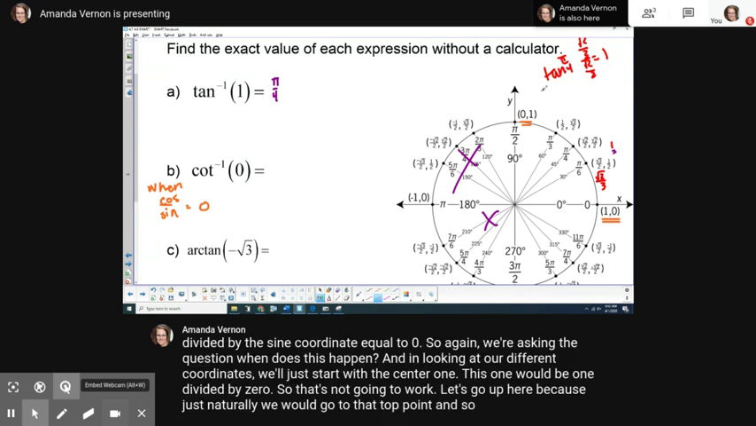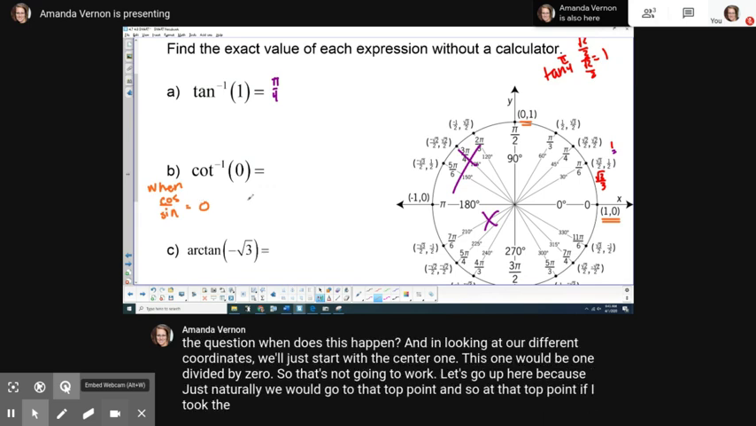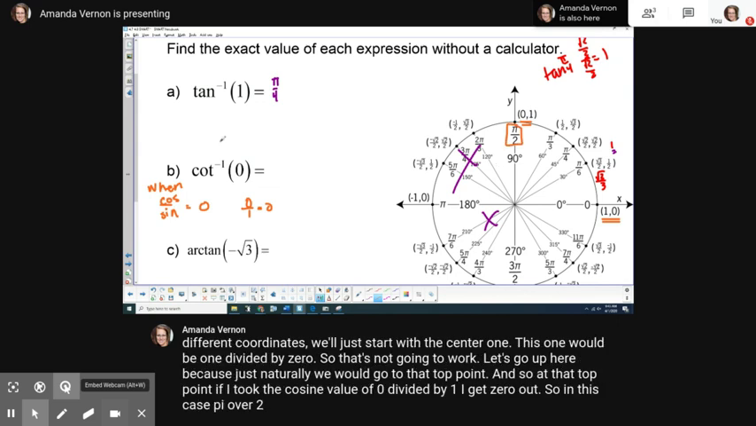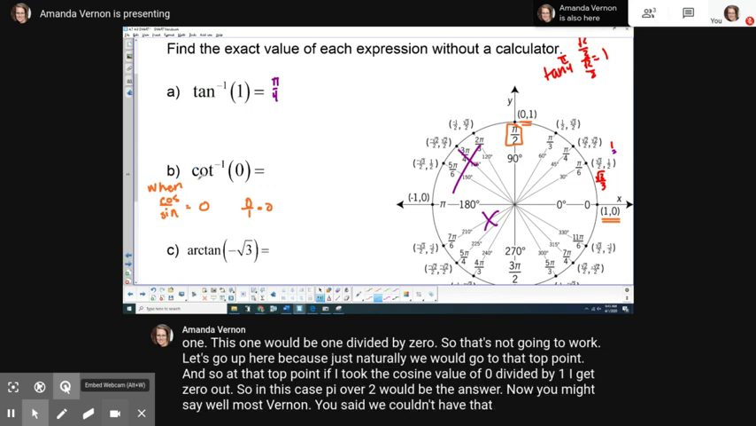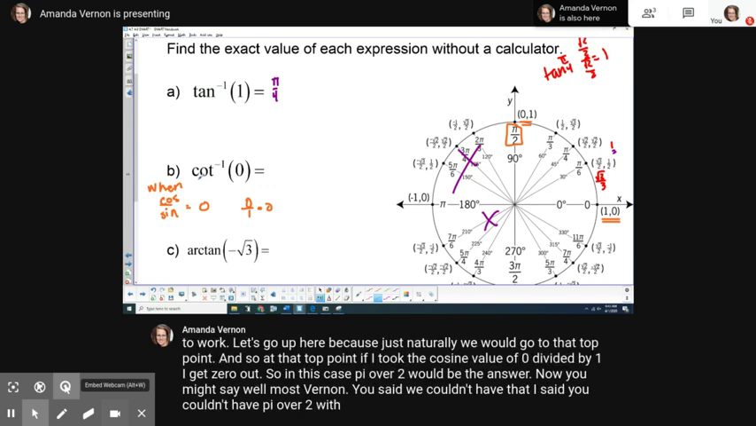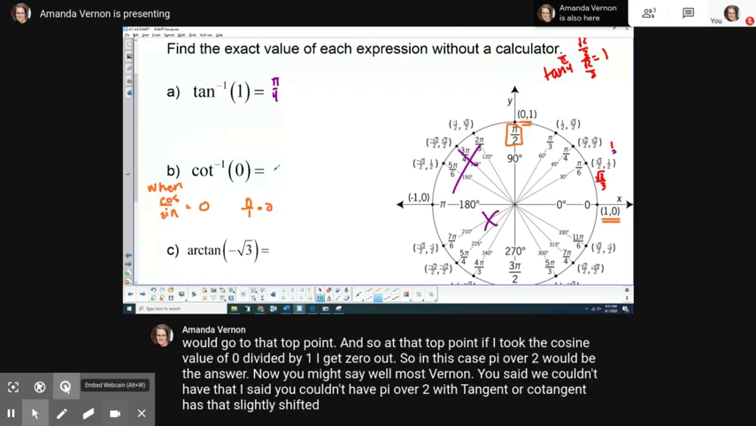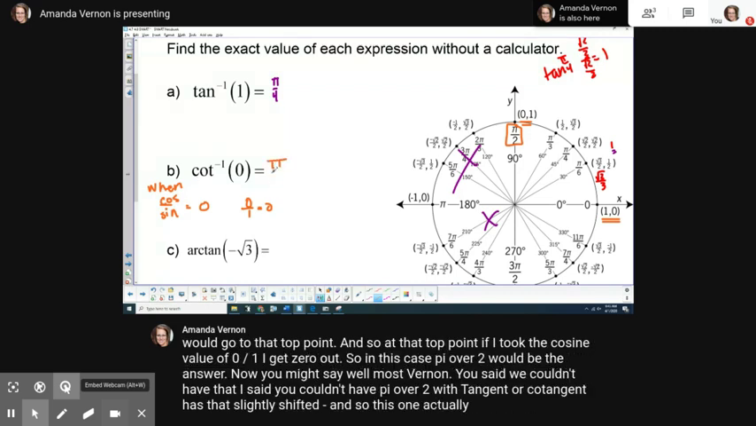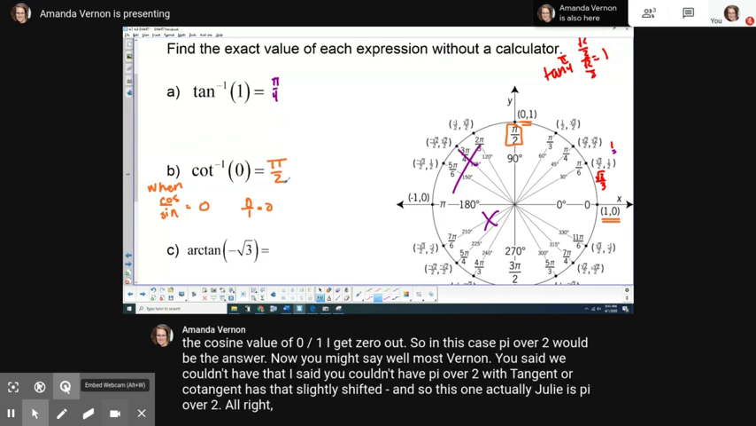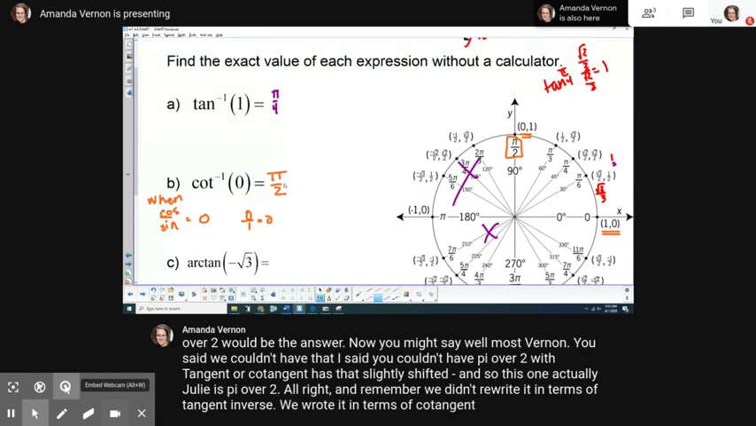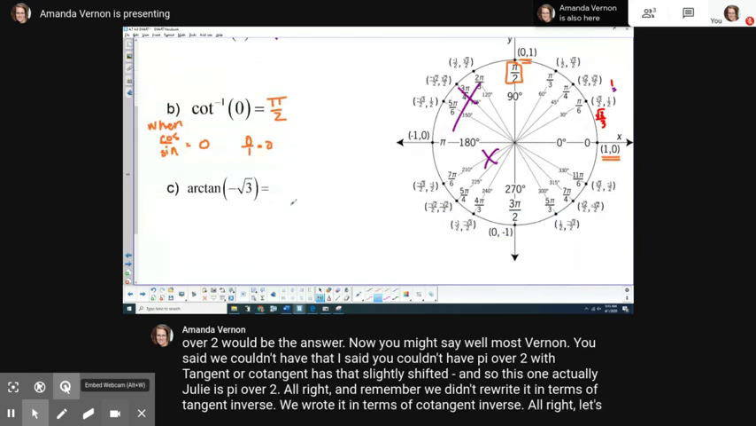And so at that top point, if I took the cosine value of 0 divided by 1, I get 0 out. So in this case, pi over 2 would be the answer. Now, you might say, well, Ms. Vernon, you said we couldn't have that. I said you couldn't have pi over 2 with tangent, but cotangent has that slightly shiftedness, and so this one actually is pi over 2. All right, and remember, we didn't rewrite it in terms of tangent inverse, we wrote it in terms of cotangent inverse. All right, let's look at letter C.